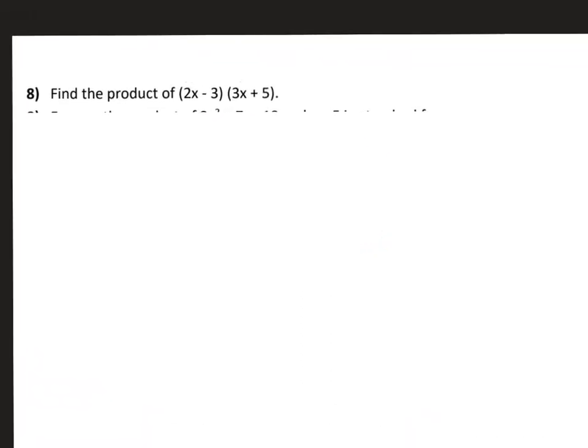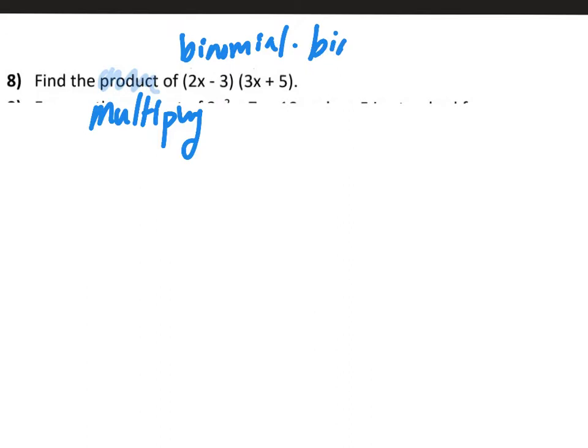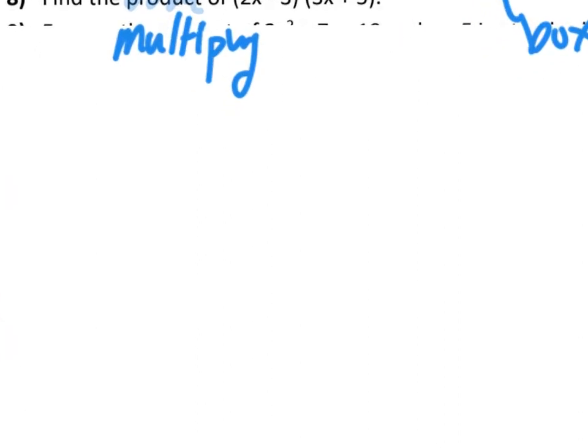Let's look at question number 8. It's asking us to find the product of 2x minus 3 times 3x plus 5, right? So the product is asking us to multiply, right? So we want to multiply these two. I see that I'm multiplying a binomial times a binomial. And the method that we know to do with this is the box method. So let's actually just do the box method, right? If you want to use FOIL, that's fine. In our class, we just really like using the box method, so that's what we're going to use.